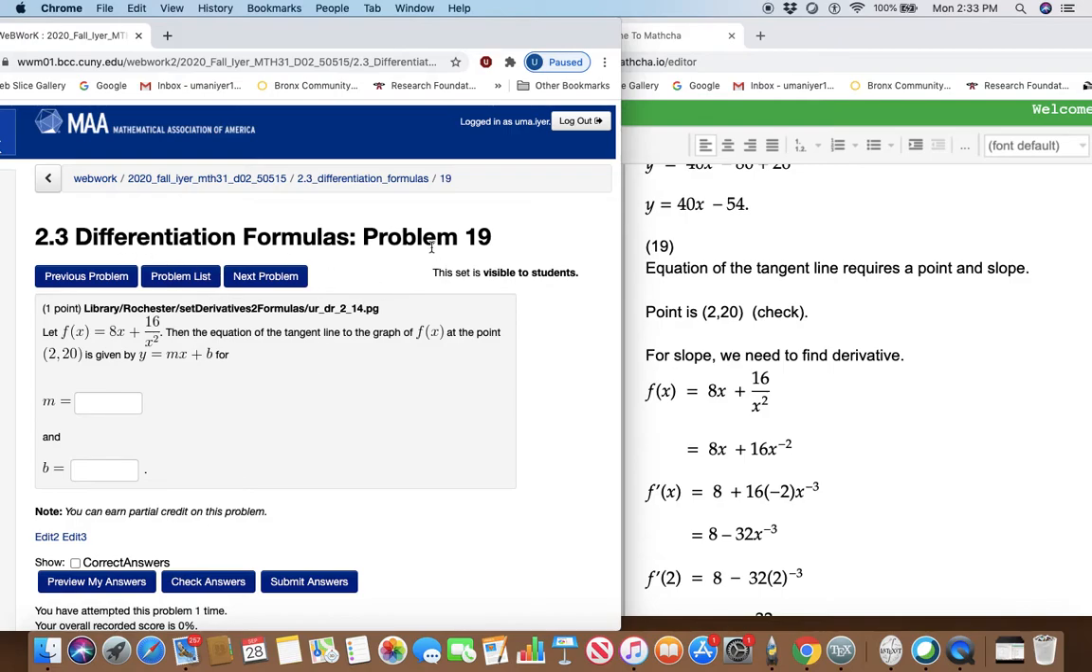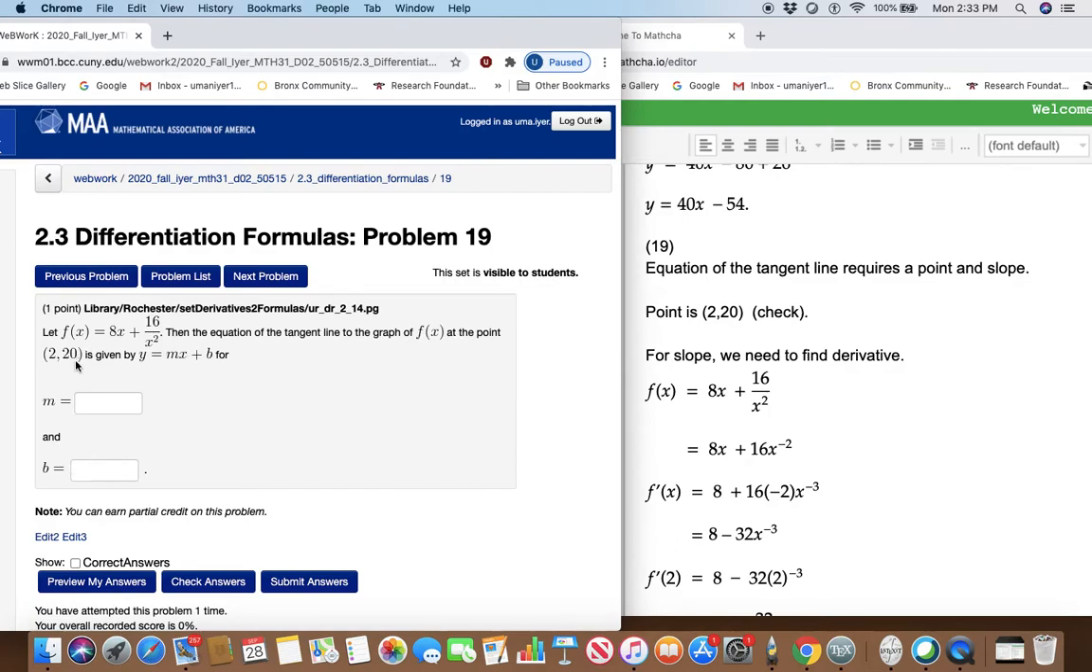Welcome back. Problem 19, section 2-3. Let f(x) be this expression, 8x plus 16 over x squared. Then the equation of the tangent line of the graph of f(x) at the point (2, 20) is given in slope-intercept form mx plus b. Find m, find b.